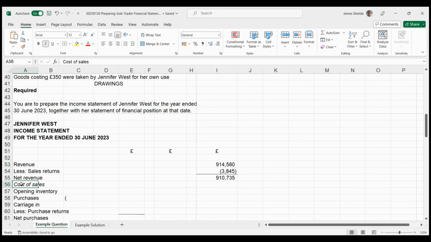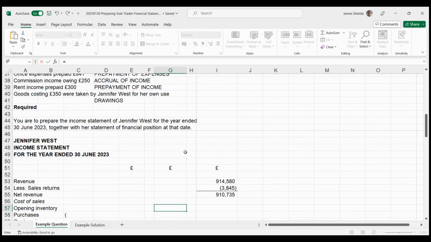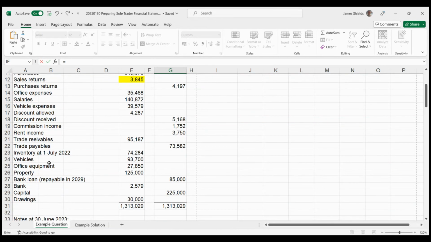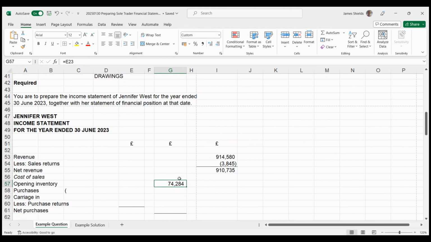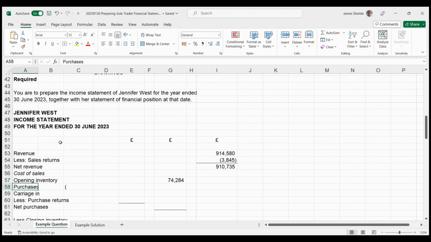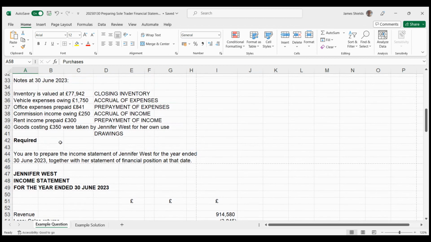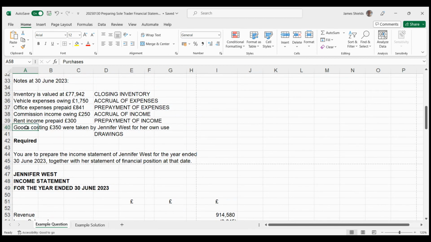Now I'm going to look at cost of sales with the opening inventory. The opening inventory is the inventory in your trial balance at the 1st of July 2022. So let's see if we can find that. Here we go. Inventory at the 1st of July 2022 is £74,284. So that's our opening inventory. Now purchases. Just remember in purchases, goods costing £350 were taken by Jennifer West for her own use, so they're going to be classified as drawings. So they've got to be deducted from the purchases figure.